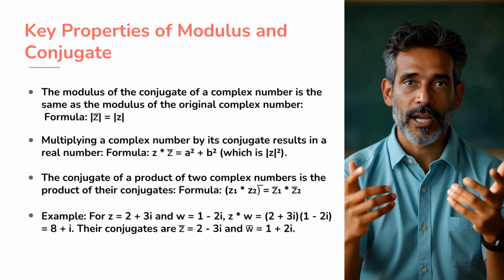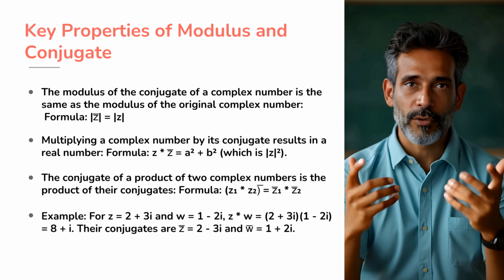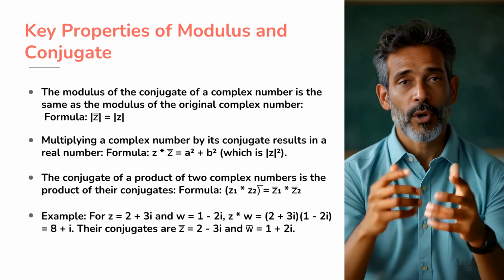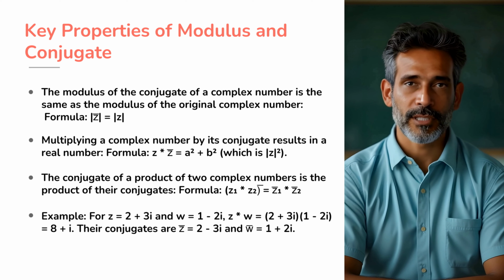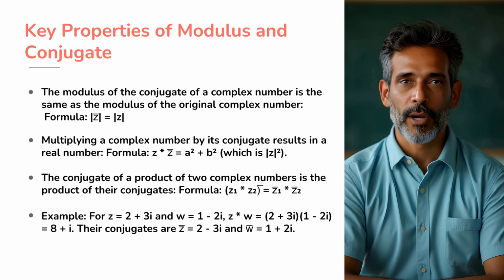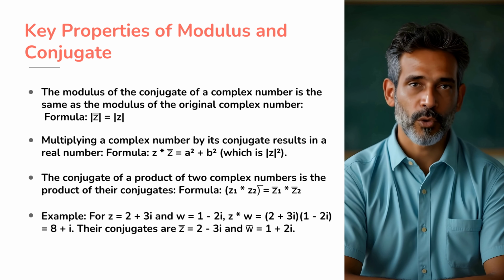Third, the conjugate of a product is equal to the product of the conjugates. In words, the conjugate of z1 times z2 equals the conjugate of z1 multiplied by the conjugate of z2.